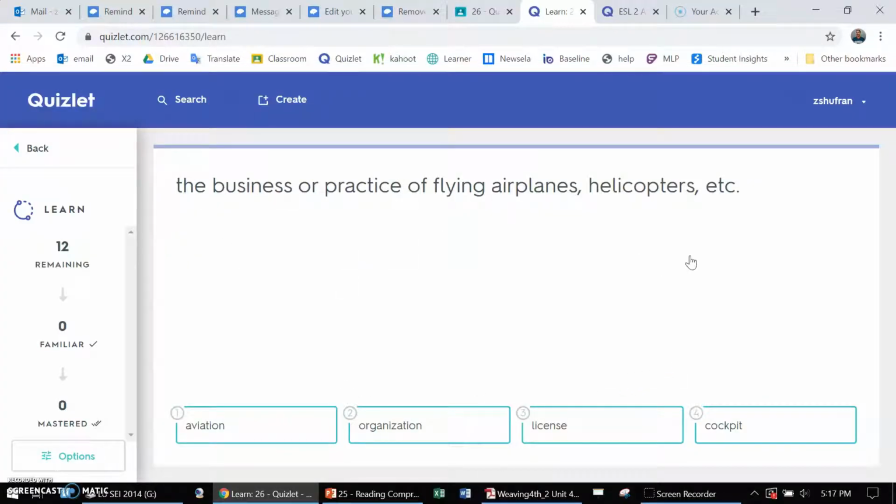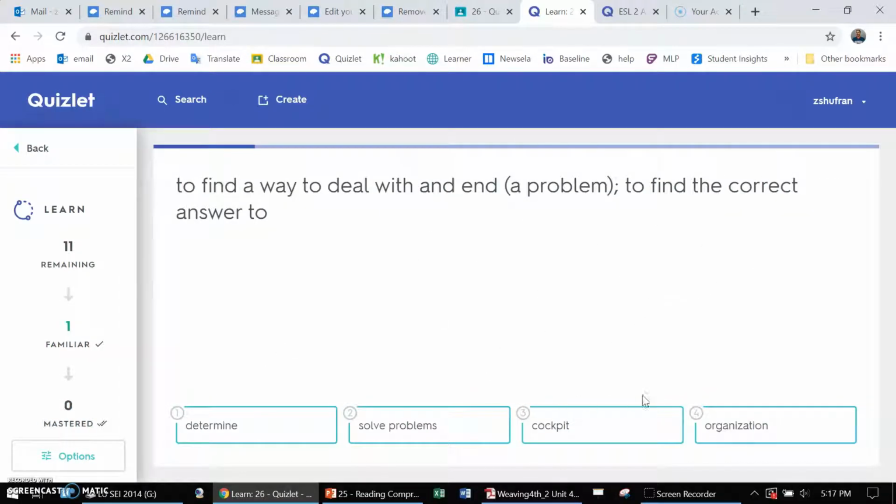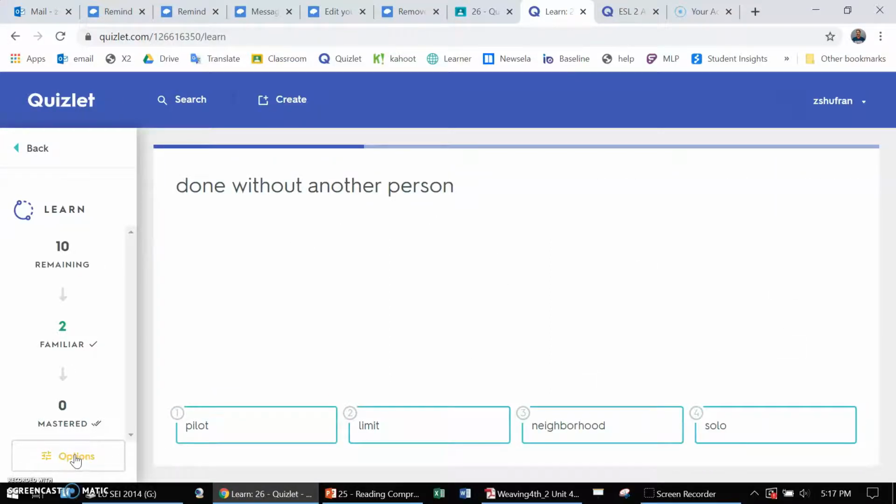So then I'm going to practice the business or practice of flying airplanes, helicopters, etc. is aviation. Okay. And then this lets me work through the problems this way.